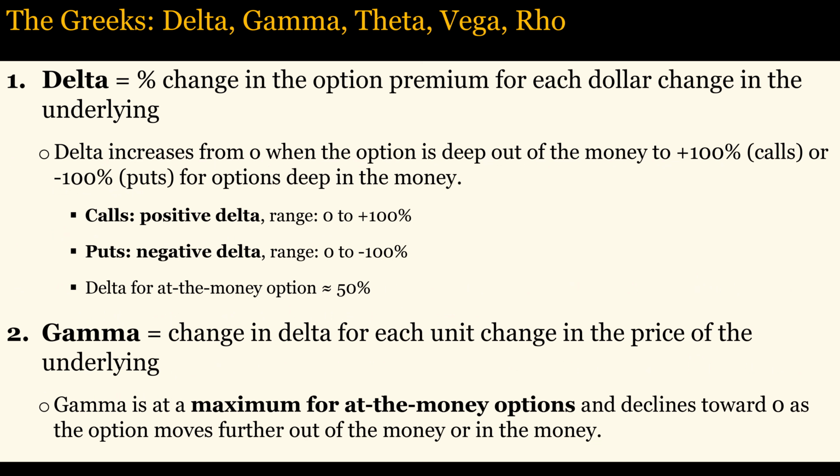Delta is simply the percentage change in the option premium for each dollar change in the underlying asset. Delta ranges from 0 for options that are far out of the money to plus 100% for calls deep in the money and minus 100% for puts deep in the money. Puts have a negative delta because their value increases as the price of the underlying decreases. Gamma measures the change in delta for each unit of change in the price of the underlying asset. Gamma is at a maximum for at-the-money options and declines towards 0 as the option moves further out of the money or in the money.